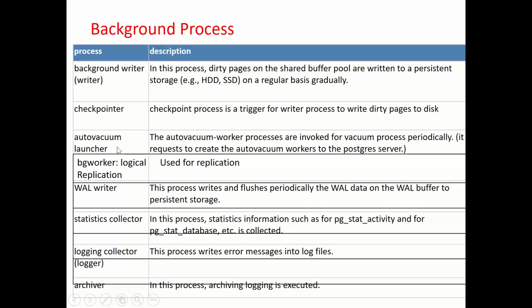Okay, so the auto vacuum launcher and auto vacuum worker processes are invoked for the vacuum process periodically. It comes somewhere around 4 to 5 seconds. Every 5 seconds it comes and runs. But every time it runs, it takes some time, right? And you will always find it running.